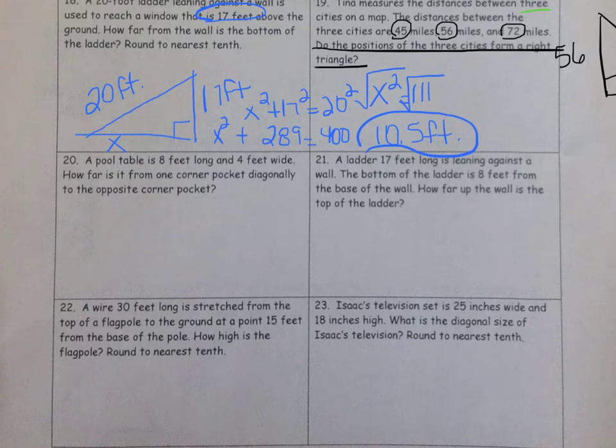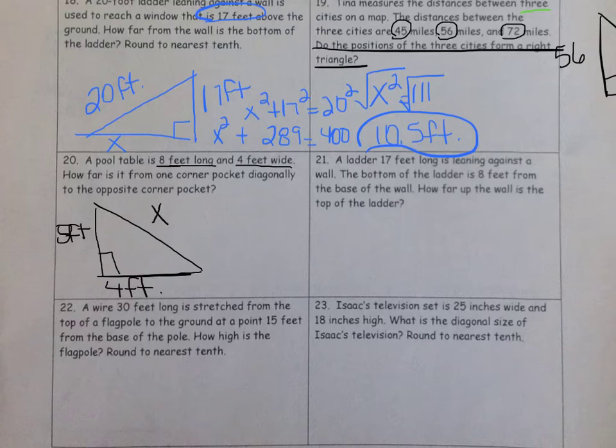Number 20. A pool table is 8 feet long and 4 feet wide. How far is it from one corner pocket diagonally to the opposite corner? 8 feet long, 4 feet wide. The diagonal is always the hypotenuse. So that is the length that we're trying to find.